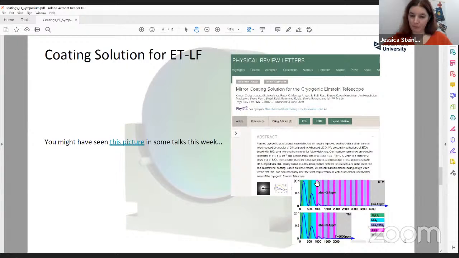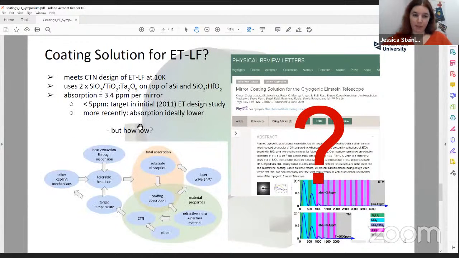This presented measurements on silica doped hafnia, which looked very interesting as a material, and is actually looking into silica doped hafnia compared with amorphous silicon in the lower layers, with just 2 double layers of silica tantalum on top to reduce the absorption a bit. And this coating here can meet the ET low F coating thermal noise requirement at 10 Kelvin. And it had an absorption of 3.4 ppm per mirror, which according to the 2011 ET design study was within the target of below 5 ppm.